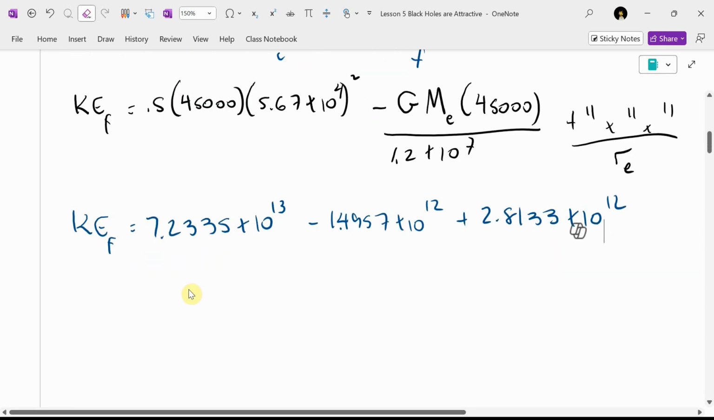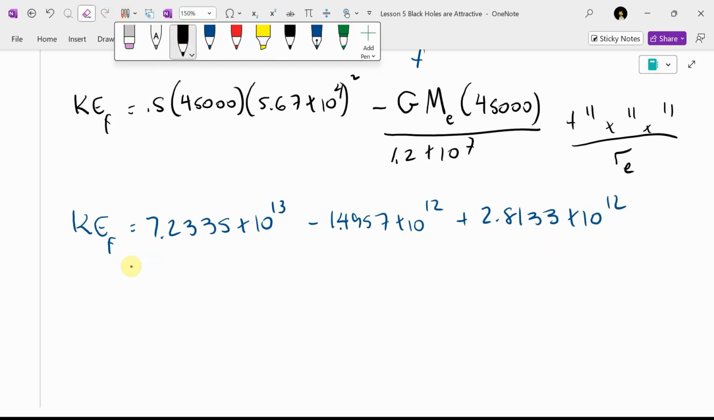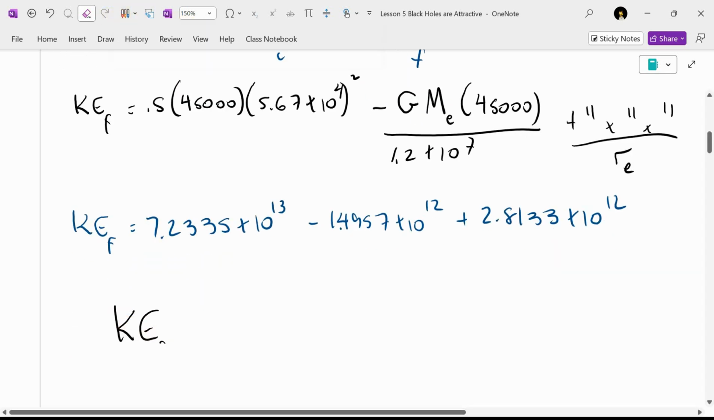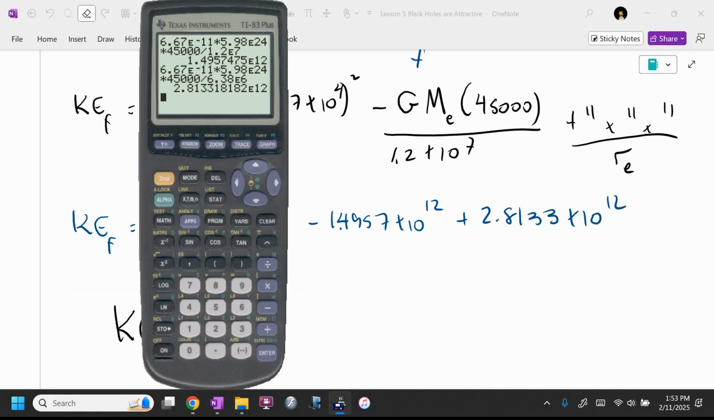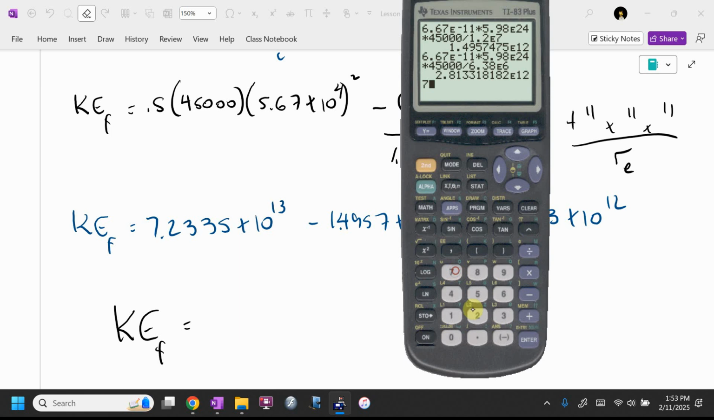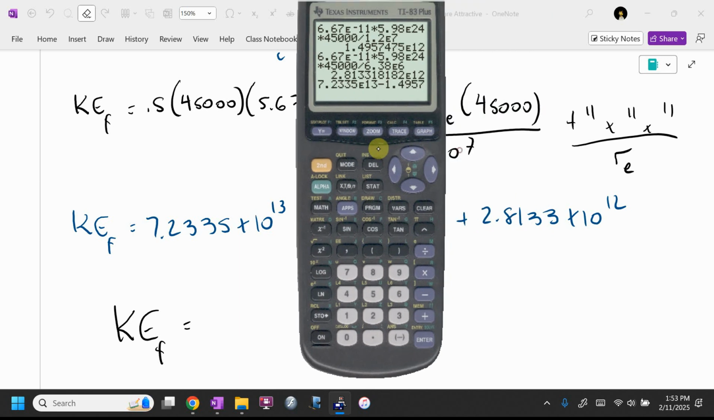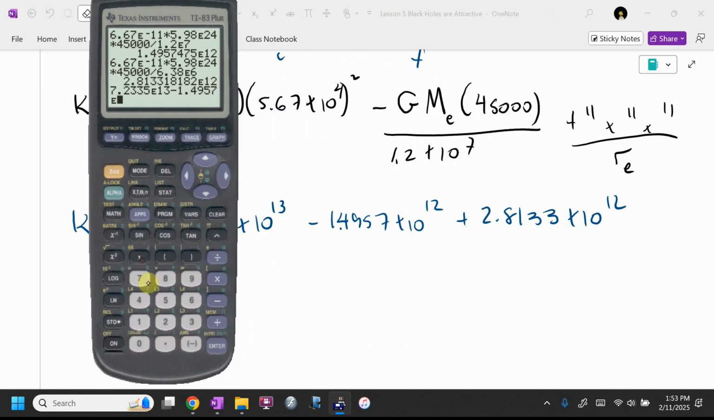And now I'm going to add these together. How much kinetic energy is this asteroid going to have when it plows into the Earth? It's going to be 7.2335 scientific notation button 13 minus 1.4957 scientific notation button 12 plus, I can use my answer button here at least.